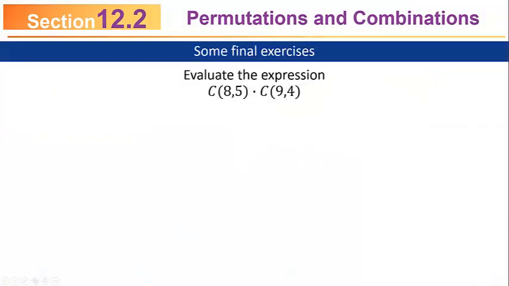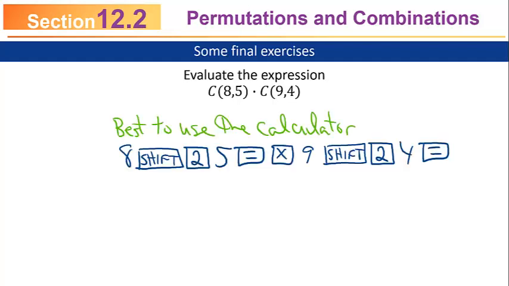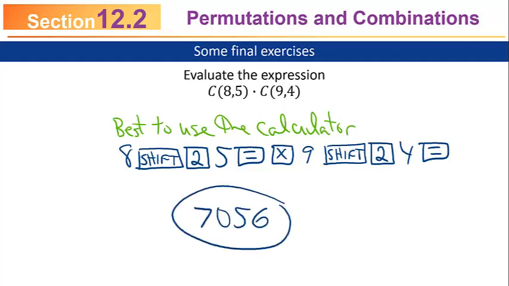Let's look at a couple of extra problems. Suppose I ask you to evaluate this product. It's the product of 2 combinations. The first combination is 8 things chosen 5 at a time. The second combination is 9 things taken 4 at a time. So the easiest way is to use your calculator, and remember that the shift 2 combination is the combination key. So you type in 8, shift 2, 5, hit equal to, that gives you the first combination value, then times. Now you start the second combination, that would be 9, shift 2, 4. When you hit equal, you will get the final answer of 7,056.